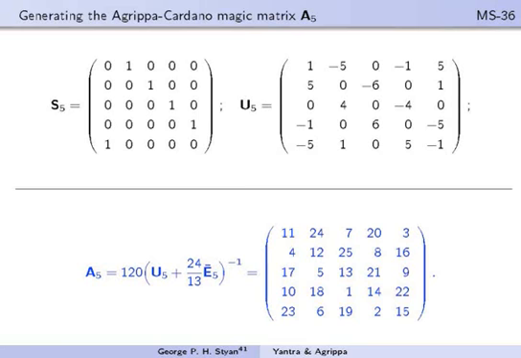So once again, there's S5, and there's U5, and down there is A5 that we get by using U5, adding to it this multiple of the E bar 5 matrix, inverting, multiplying by 120, and we get the matrix that's shown there, the Agrippa-Cardano 5 by 5 that we looked at earlier.